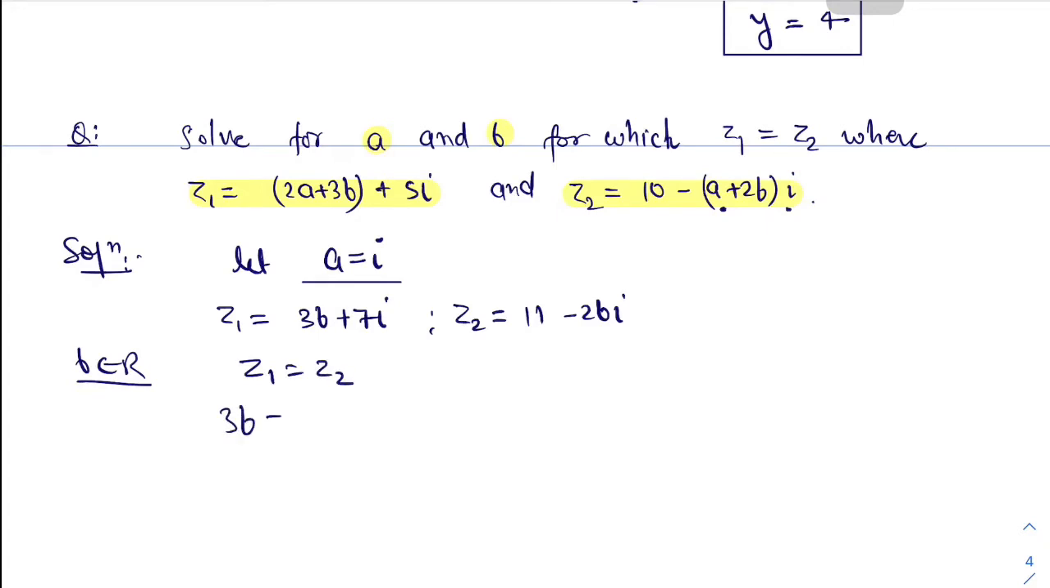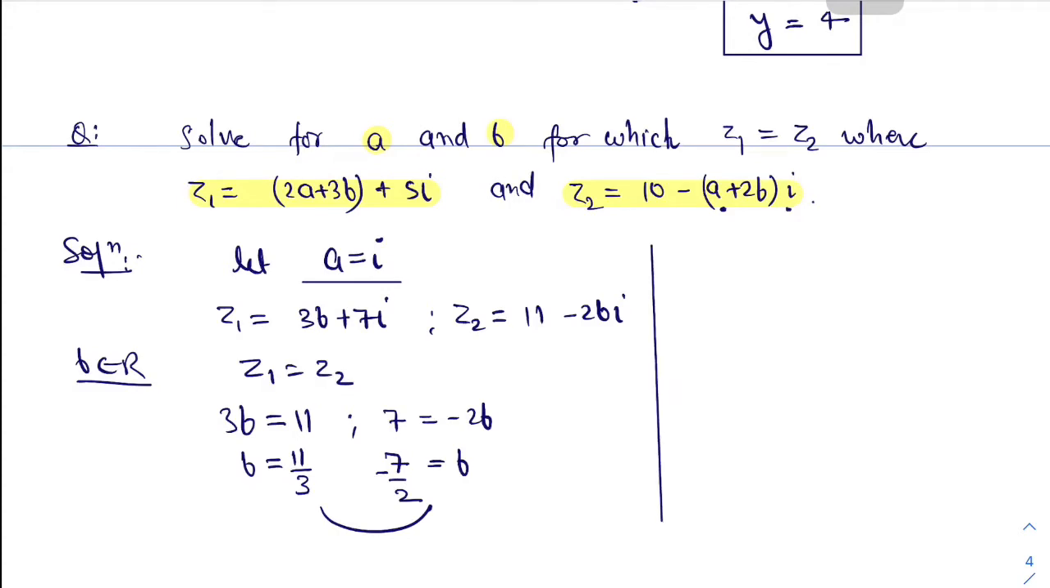If I consider b as real, then z1 and z2 are equal, as given in the question. Then I will compare 3b equal to 11 and 7 equal to minus 2b. Here b is equal to 11 by 3, and from here b is equal to minus 7 by 2. This is a very absurd result. b cannot take two values at the same time. How can we say that b is 11 by 3 and also minus 7 by 2?